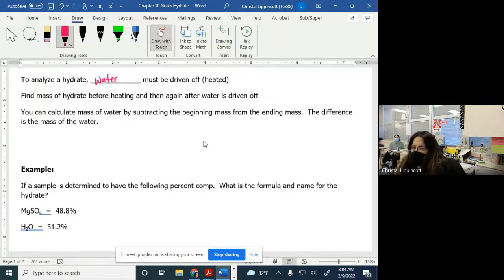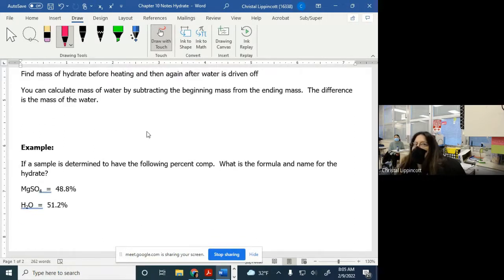Okay? So you can calculate the mass of water by subtracting the ending mass from the beginning mass of the crystal, because you're heating the water. The water is vaporizing out and going up into the air. And then the difference between those two masses tells you how much water was in there. Okay? So these are done very similarly to our empirical formulas.